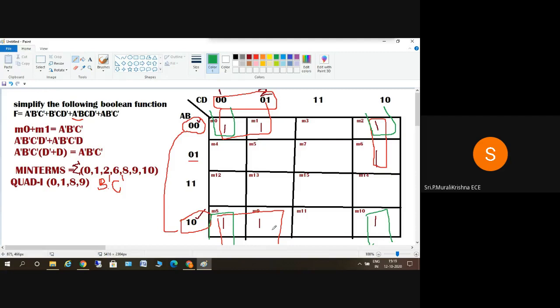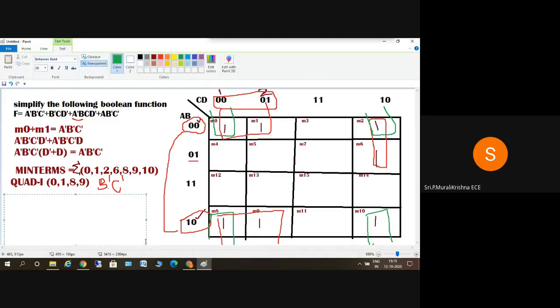Yes, sir. All the edges: M1, M2, M8, and M10. So they can be formed as a quad. So that is the thing you have to remember. Okay. So diagonal terms can be taken as a quad here.